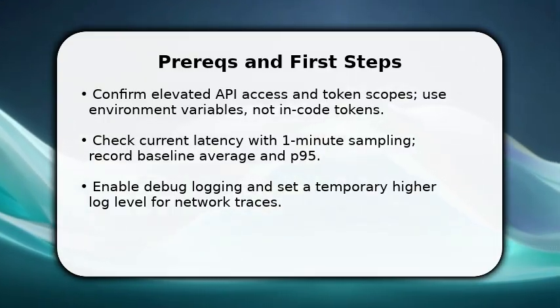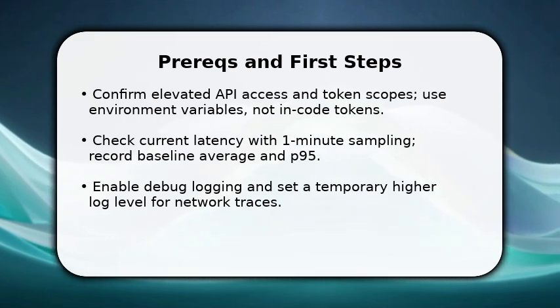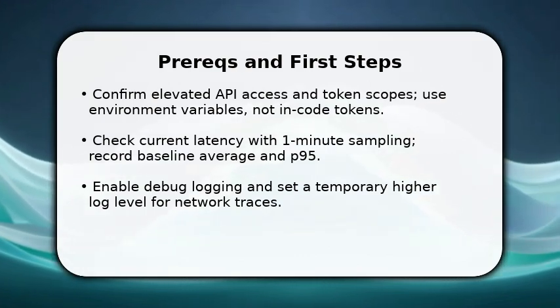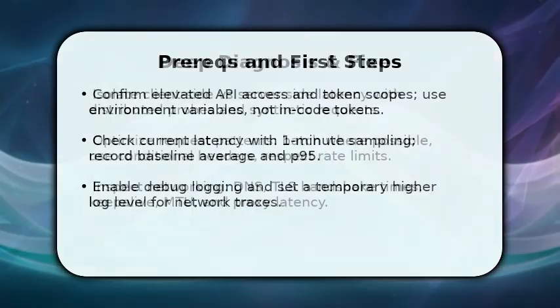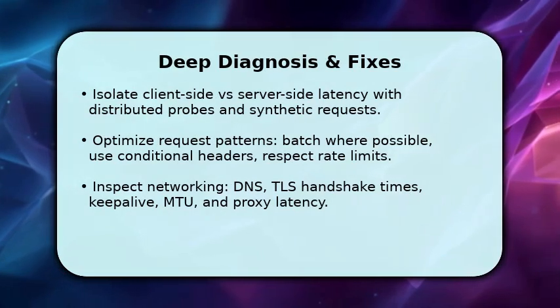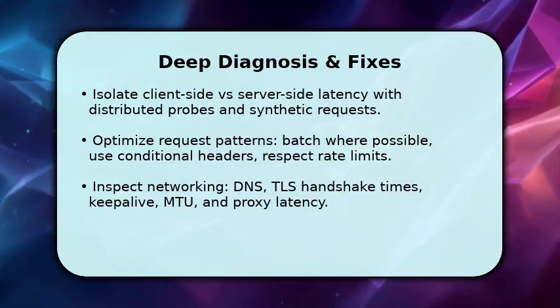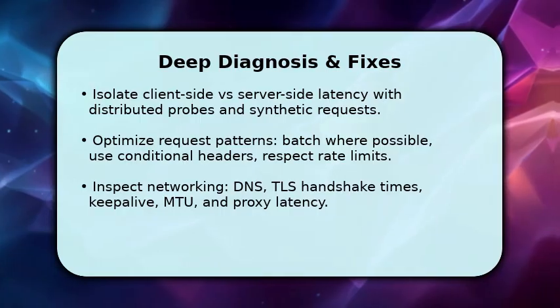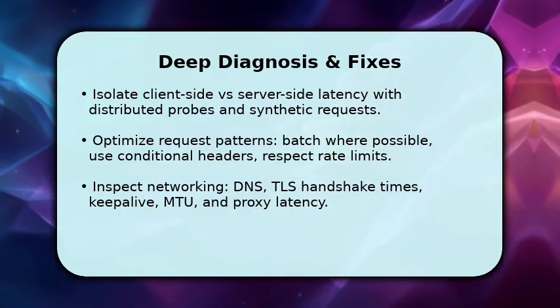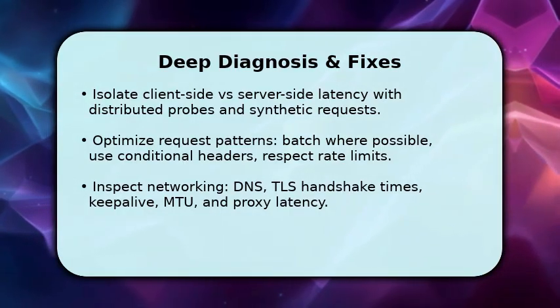Now you dig into the middlework. Isolate whether latency is client-side, network, or API backend by running distributed probes and synthetic requests from multiple regions. Make changes that reduce round trips, batch events, use conditional headers, and avoid unnecessary REST calls. Ensure you respect rate limits.